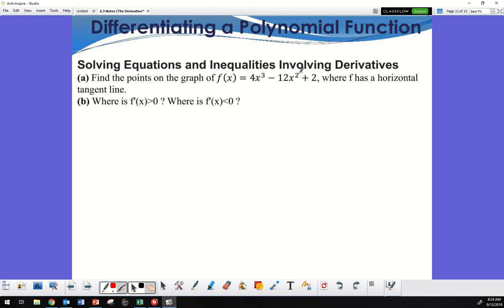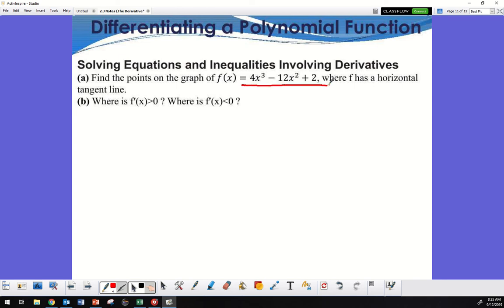All right. Solve equations and inequalities using derivatives. Find the points on the graph where f has a horizontal tangent line. What does horizontal mean? Show me horizontal. There we go. What's that slope? 0. So what would I do here to my function? Set which one equal to 0? The slope equal to 0. So in this case, my derivative equal to 0. That's what I'm trying to get at here.